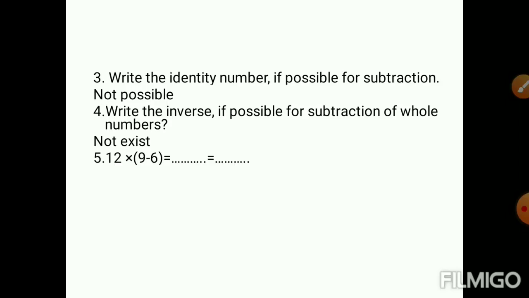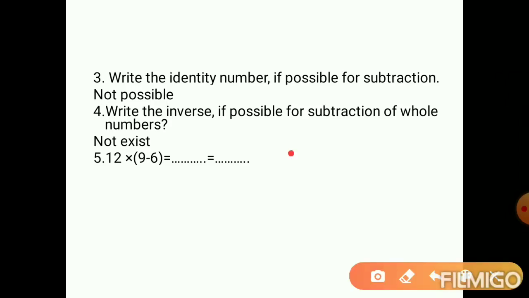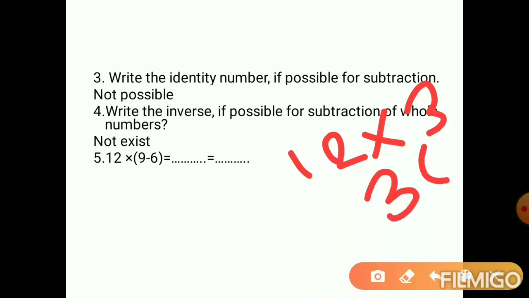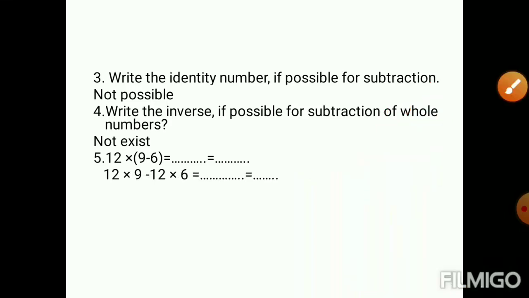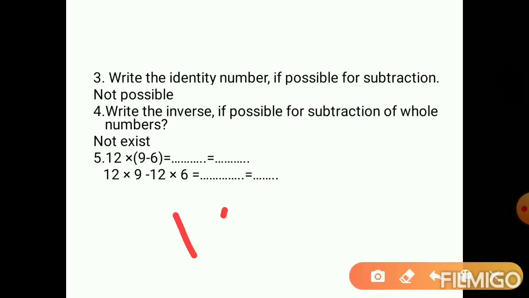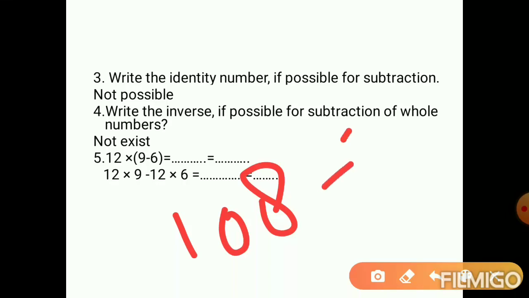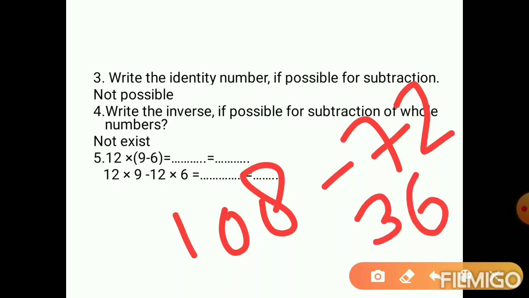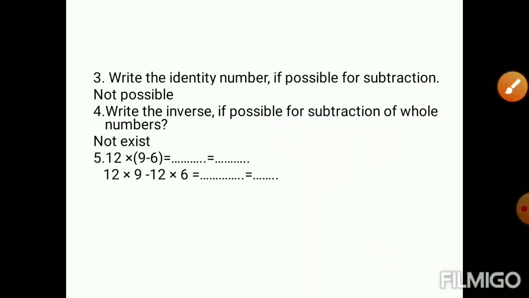Next question, 12 into 9 minus 6. Very simple. 9 minus 6 is 3, so 12 into 3 is 36. Now 12 into 9 is 108, and 12 into 6 is 72. 108 minus 72 is 36. And here I also got the answer 36. So both my answers are the same.